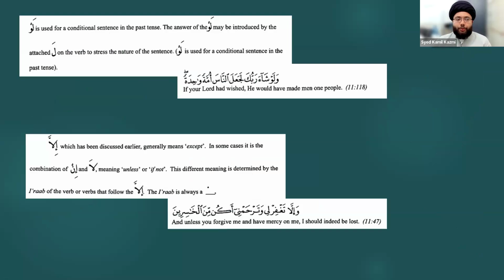Low is something very important. Low is used for a conditional sentence in the past tense. We also have multiple types of low. One of them is low imtina'i. Low imtina'iyya is when something like milk is spilled and you say, had you been careful, the milk would not have spilled. Meaning what? The person was not careful.